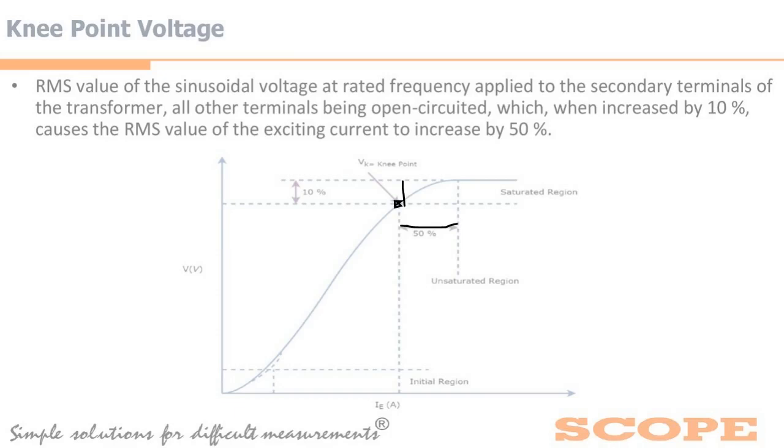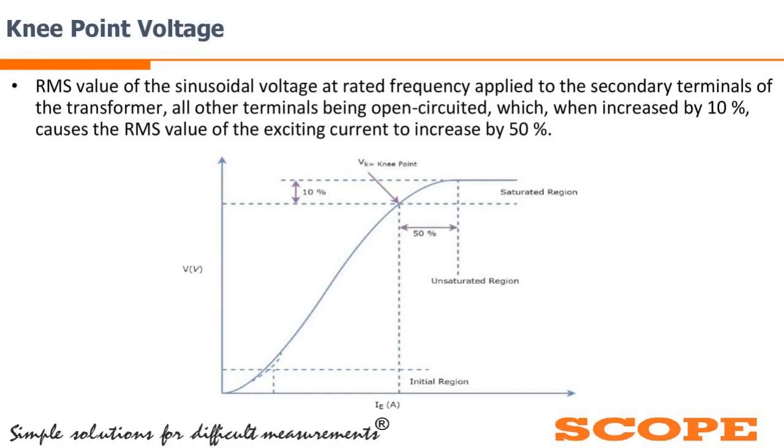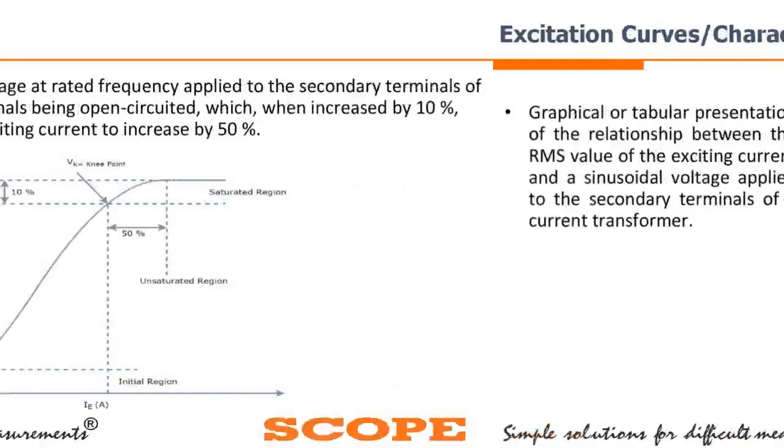That region up to this point we call the unsaturated region, and after that the curve goes into the saturated region. All of this part is the saturated part. So this is all about the knee point voltage.